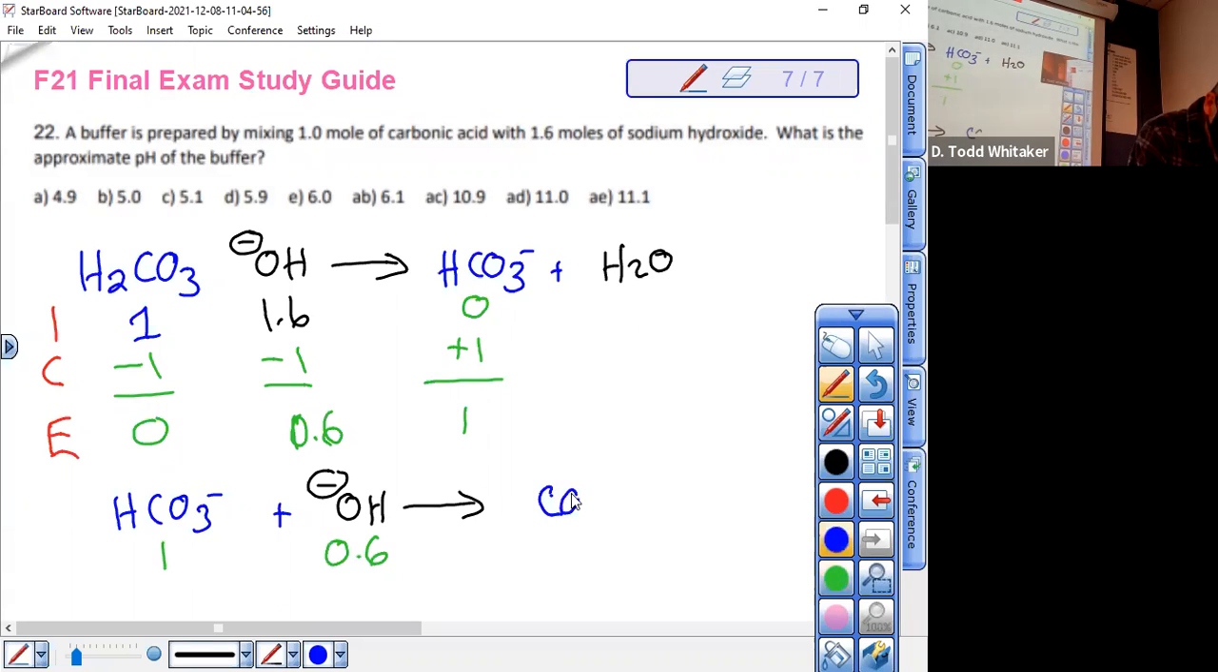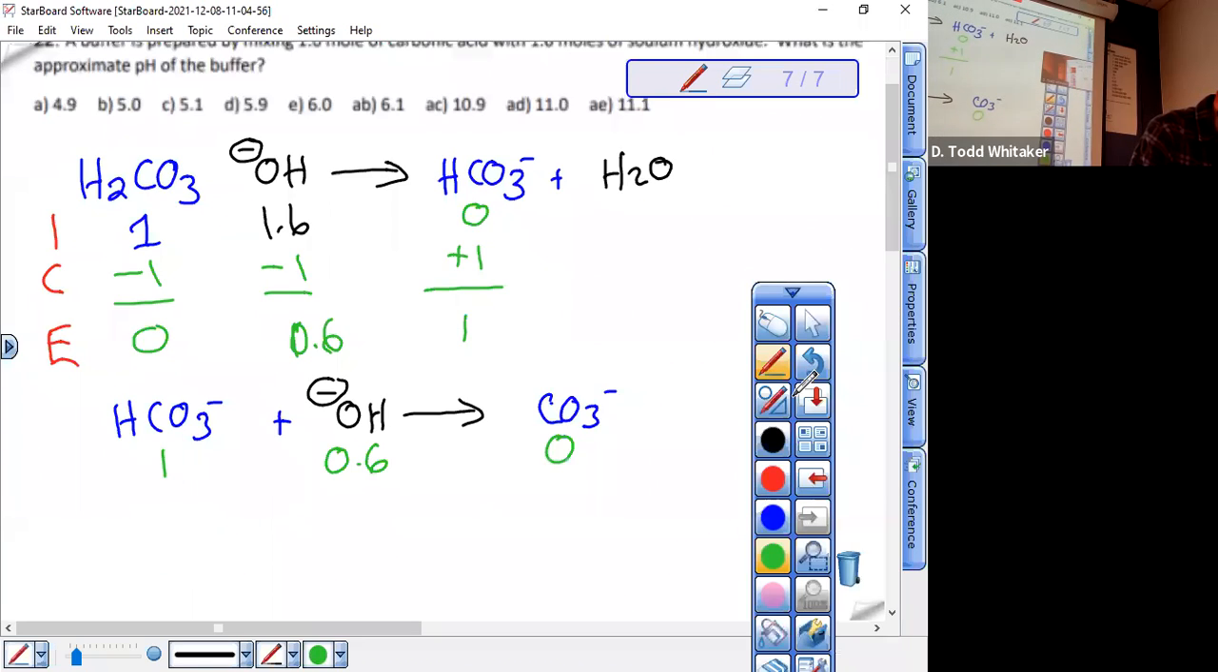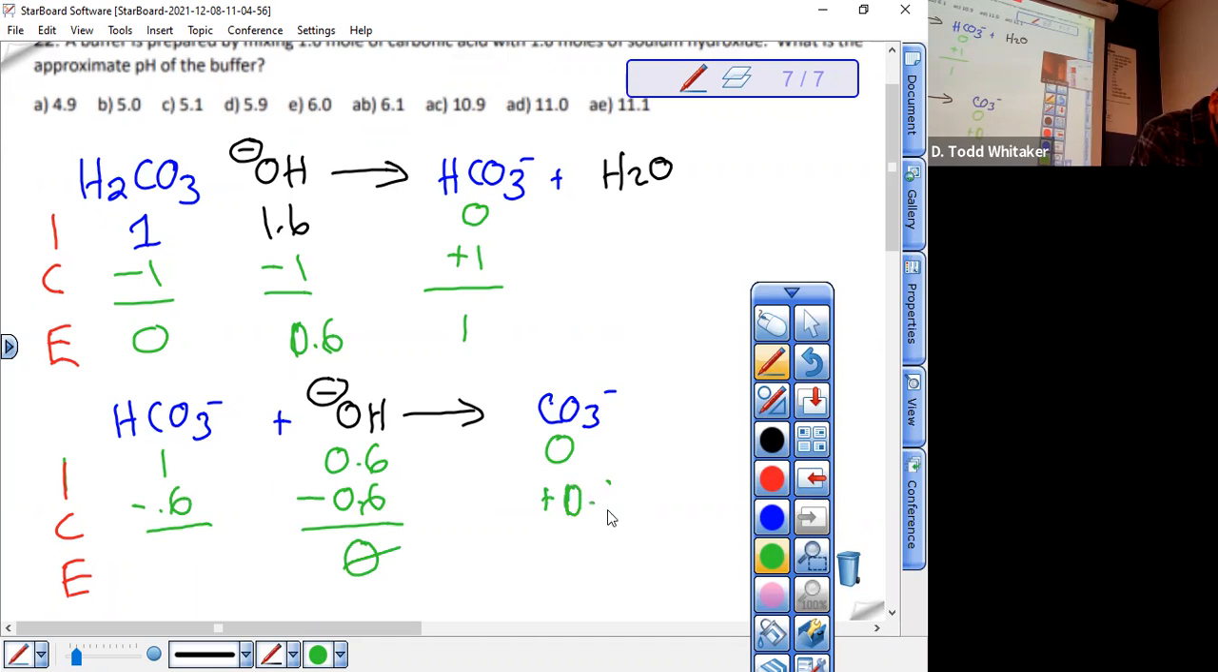You're going to make carbonate. You don't have any yet. And you start there. Limiting is now hydroxide, so you can only lose 0.6 of your bicarbonate. You're done with the hydroxide, and you made 0.6 of the carbonate, and you're left with 0.4 of bicarbonate.